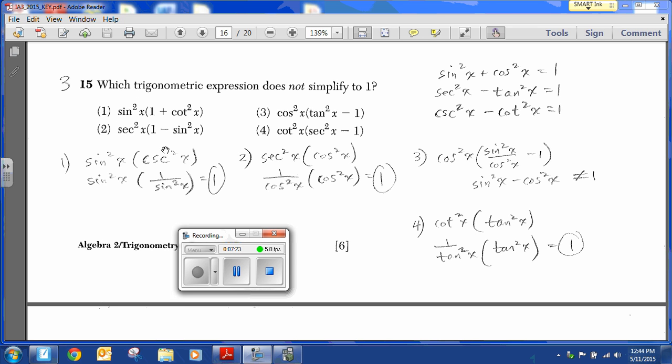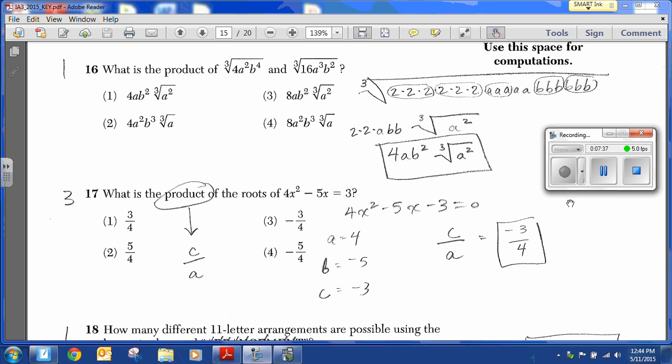And as you can see, number 1, I end up with 1. Number 2 also gives me 1. Number 4 also gives me 1. But number 3 does not equal 1, so 3 is the answer.